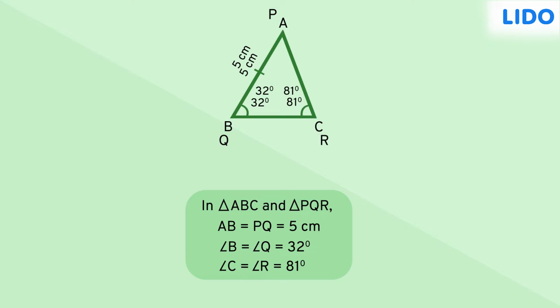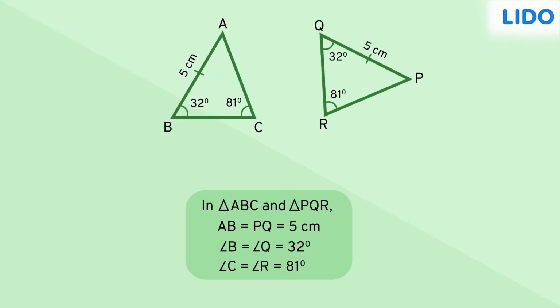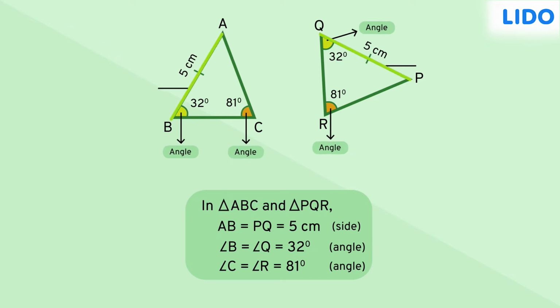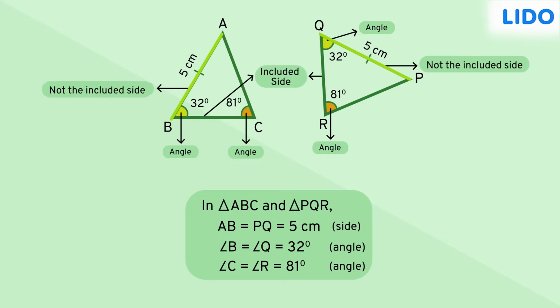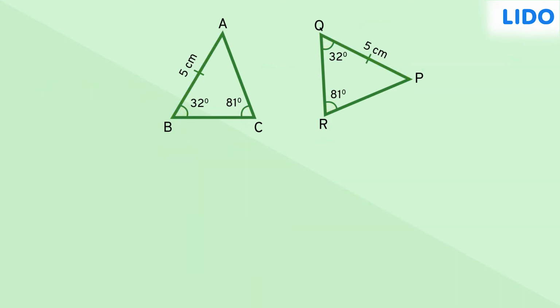But this conclusion will be concrete if we can support it with mathematical reasoning. Let's try. Two angles and the corresponding sides in the 2 triangles are equal. Do you think we can use the ASA criterion and conclude that the triangles are congruent? Wait a minute. The ASA criterion requires the side to be included between the 2 angles, but that's not the case here. Let's try another approach.